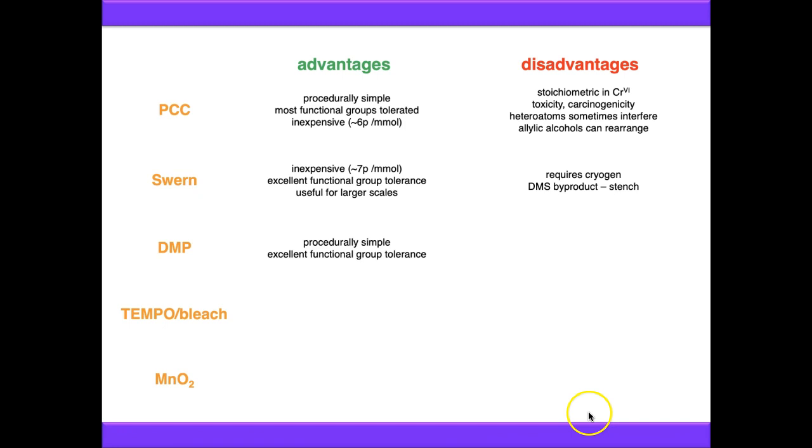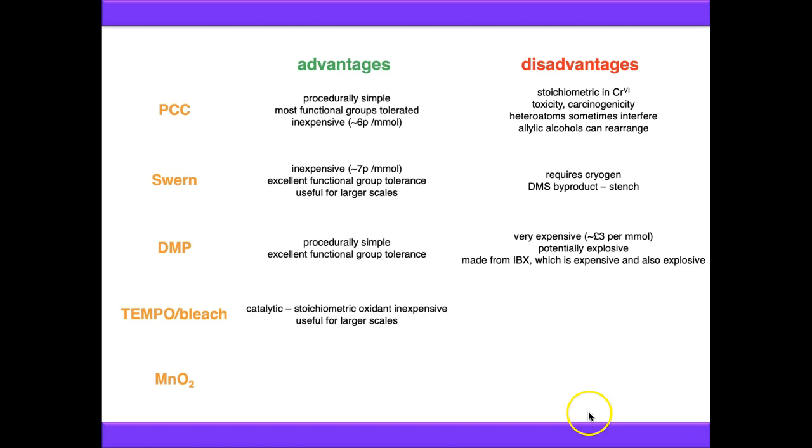Dess-Martin periodinane is procedurally simple, has excellent functional group tolerance. It's a really good oxidizing reagent. The disadvantage of DMP is it's very expensive. It's also reported to be explosive, and similarly it's made from IBX, which is even more explosive and expensive than DMP. So it's quite good on small scale, but you wouldn't want to use masses of it.